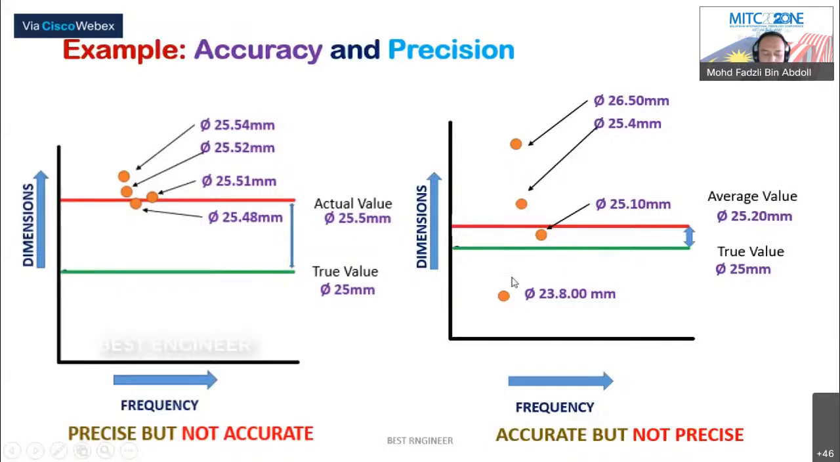From these two examples, we can clearly understand which one is precise, which one is accurate. Here we can say four values are very close to each other. So these four measuring process gives the very close value, the repeatance, that is precise. And here the error is reduced. The true value and average value is very close to each other, that is accurate. Then we see another example here.